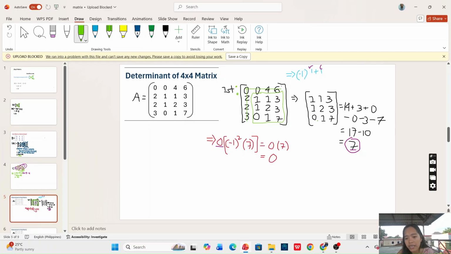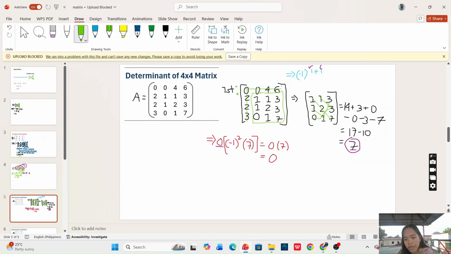So to get this, we have 1 times 2 times 7 is equal to 14. And then we have 1 times 1 times 3. And then we have 0 times 3 times 1. That would equal 0. So we have 14 plus 3 plus 0. All right, and then we need to go to the other side.